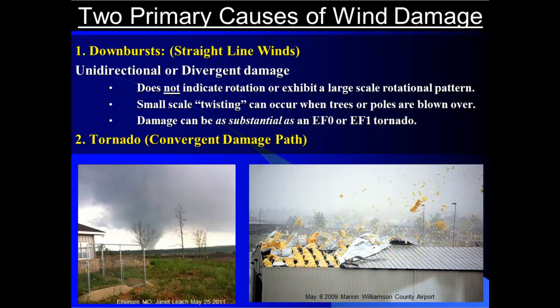The next thing that I want to talk about is wind damage. Now, there are two primary causes of wind damage. One is a downburst, or what we call straight line winds. The other is a tornado, and tornadoes have a converging damage path.